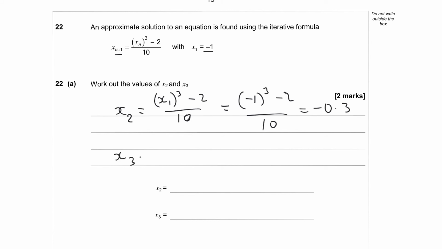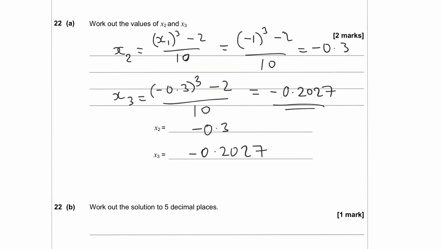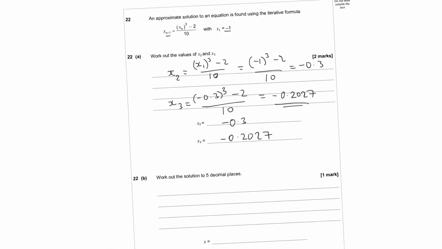And then x3 would be, rather than now x1 cubed, it will be x2 cubed. And so that would be minus 0.3 cubed minus 2 over 10. Put that into your calculator, and that should leave you with minus 0.2027. So minus 0.3 minus 0.2027. Okay, fab. Then part B says work out the solution to 5 decimal places.